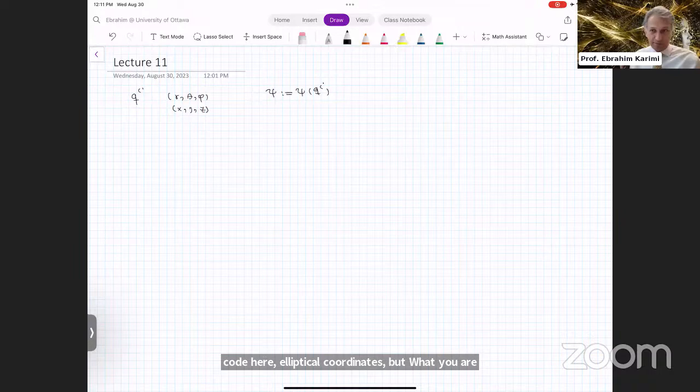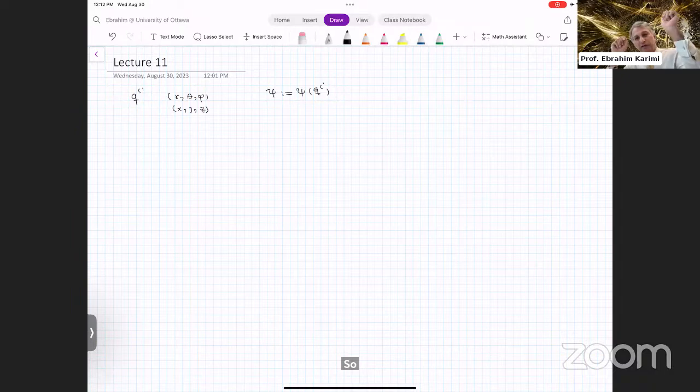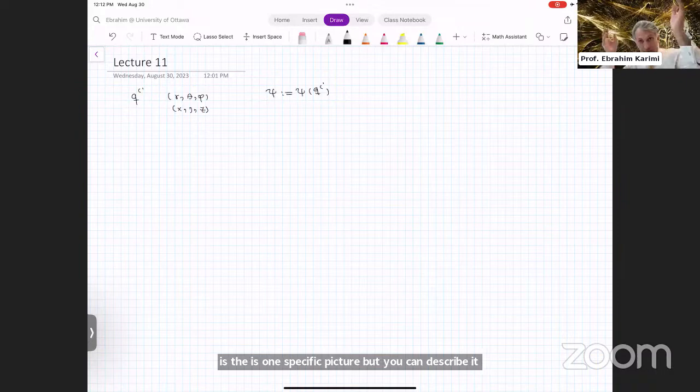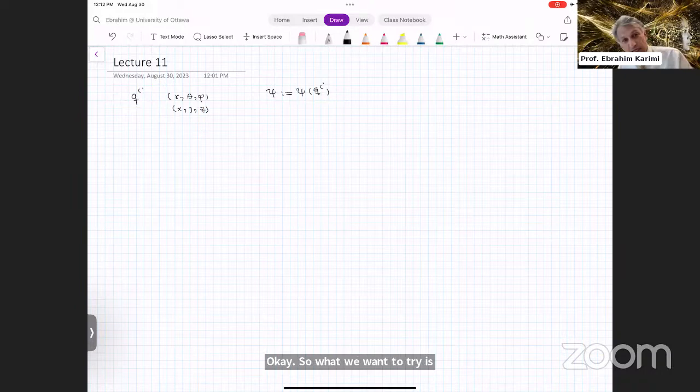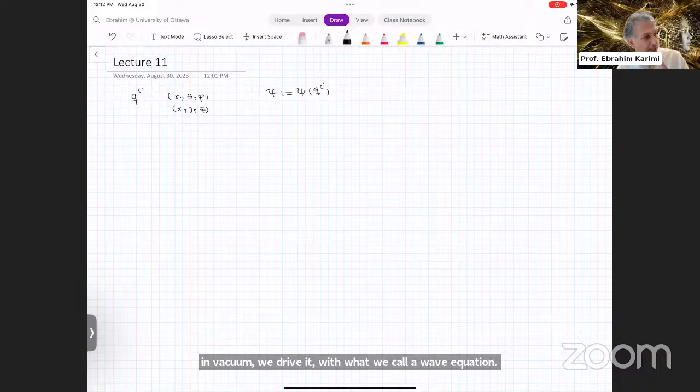It is like having a vector, one specific vector, which you can describe in Cartesian, spherical, or whatever. But the rules by which this vector evolves in time or in space are the same. So what we want to do is find those rules and transformations. For example, if I ask you how to describe light, you say Maxwell equations. And in vacuum, we derive what we call a wave equation. And if you recall, we talked about it with the source or without the source.